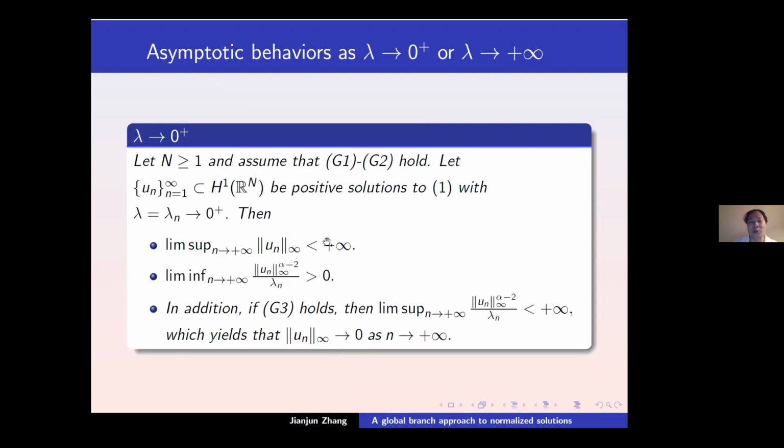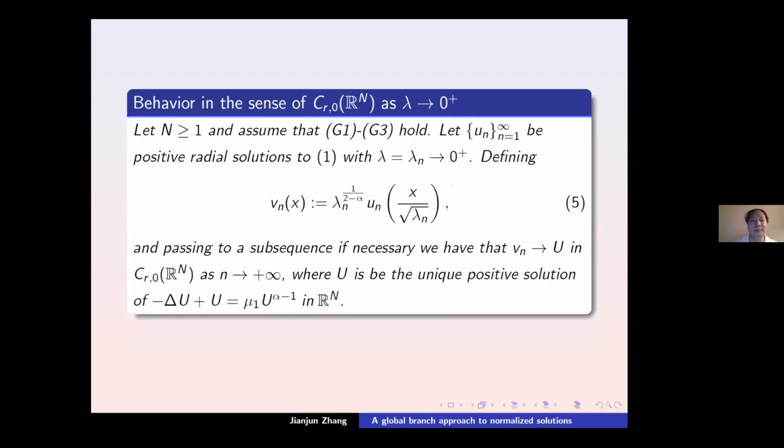If lambda goes to 0, using some scaling argument, we can show that the problem can be reduced to some limit problem. Also, we know the limit problem heavily depends on the behavior of g near the origin. So to understand the normalized solution, we just need to understand the limit problem. Actually, we know the limit problem has a unique and non-degenerate positive solution.